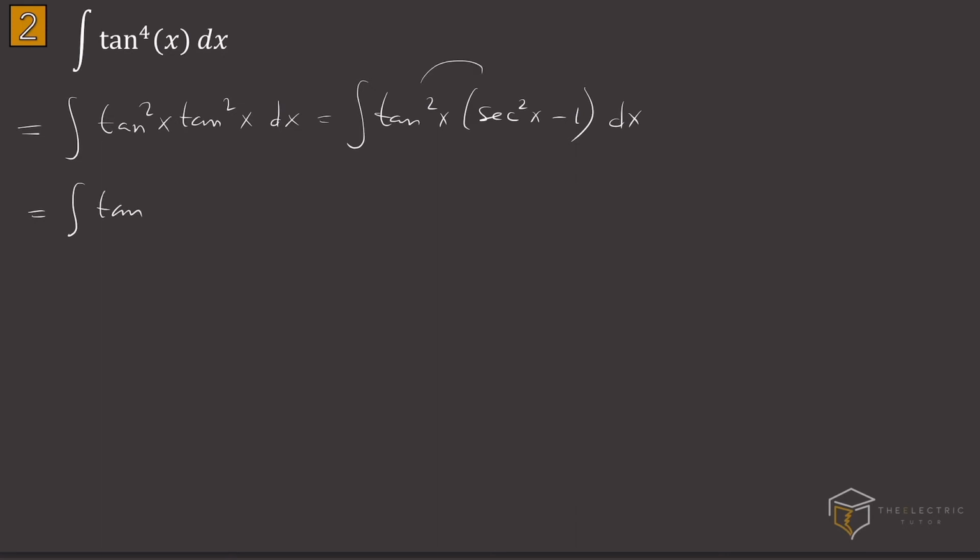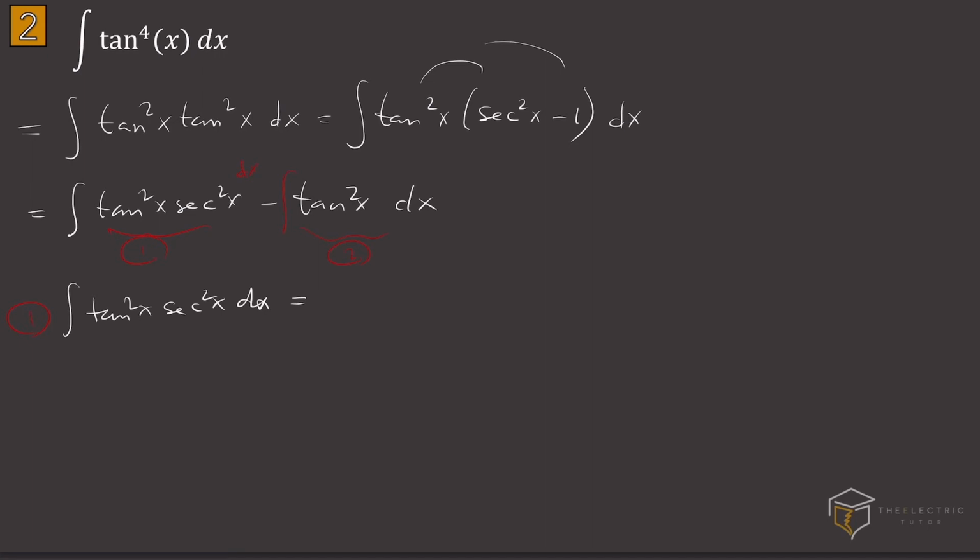So we distribute, we get tangent squared times secant squared minus tangent squared x dx. The way I'm going to solve this is I'm going to split it into two integrals. It's going to be my first one, and it's going to be my other one. Let's work on the first one first. Integral of tangent squared times secant squared. That may look hard at first, but it's actually very easy.